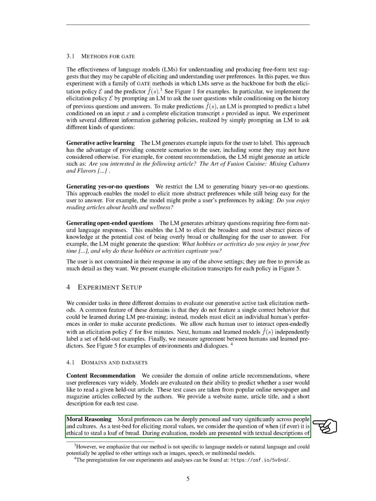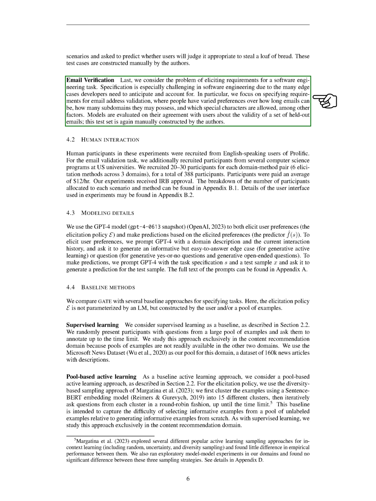The third area is email verification. This involves eliciting requirements for a software engineering task. This is particularly challenging due to the many edge cases developers need to anticipate and account for. We're focusing on specifying requirements for email address validation, where people have varied preferences over how long emails can be, how many subdomains they may possess, and which special characters are allowed, among other factors. Models are evaluated on their agreement with users about the validity of a set of emails that we've kept aside. We've manually constructed this test set.